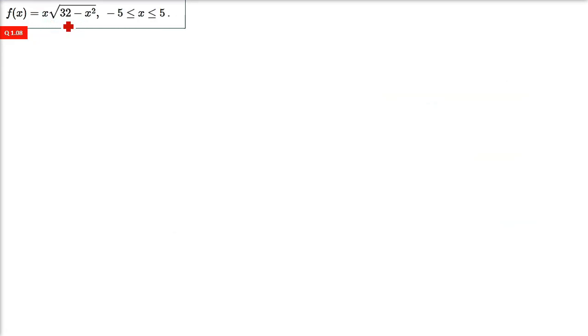f(x) is equal to x times the square root of 32 minus x square, for x between negative 5 and 5. We have the interval given as x between negative 5 and 5. We will follow the same steps that we have been following. First step will be the differentiation, f dash x. For differentiation, you can just use the product rule. Because we have already done differentiation, I'm going to write the differentiation, and I hope that this will be acceptable to you, because our idea is to find the local maxima and local minima.